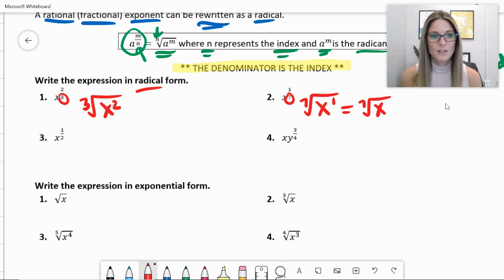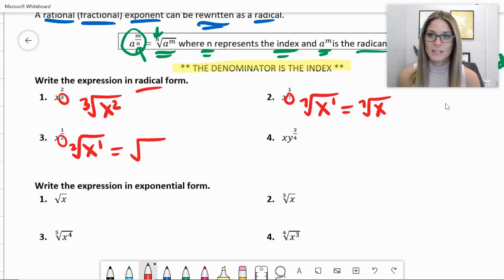Number 3, x to the 1/2. The 2 is the denominator, so it is a square root of x to the 1st. Now with square roots, if I don't put the index of the 2, if I leave it blank, everyone knows it's a square root, so you don't have to really write your index of 2 on square roots. And I also don't need to show an exponent of 1, so we can just rewrite number 3, final answer, as just square root of x.